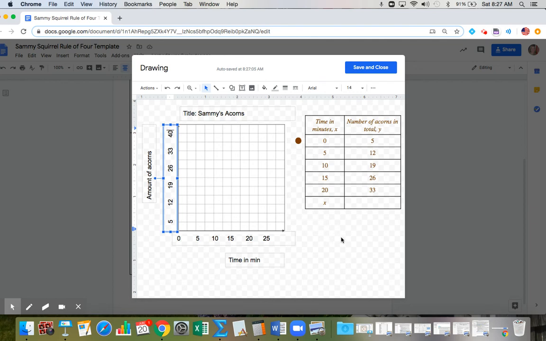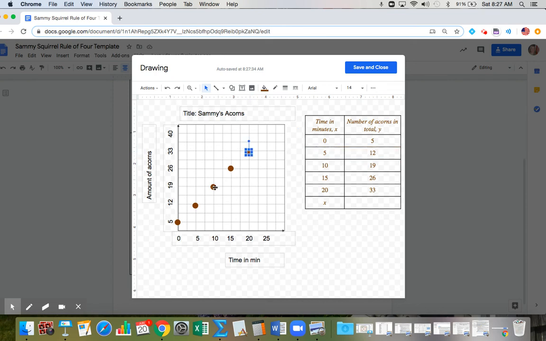Okay, so what we want to do is place these points to represent the ordered pair 0, 5. This is my initial value, right? It's my y-intercept, it's my starting point. And then I want to go 5 minutes in, he has a total of 12 acorns. 10 minutes in, he has 19 acorns. 15 minutes, 26 acorns. 20 minutes, 33 acorns.